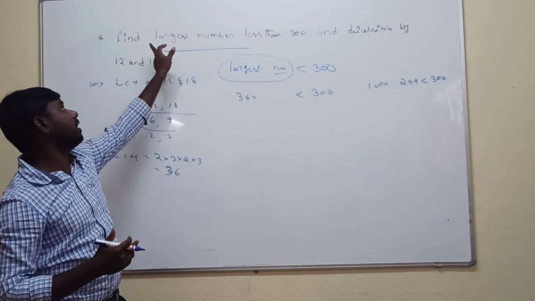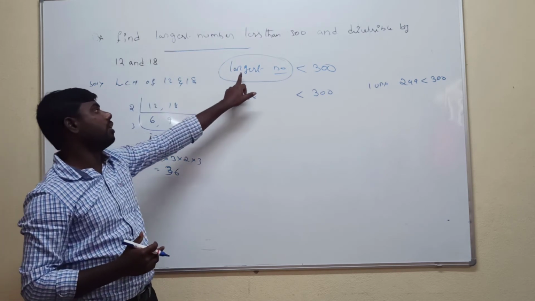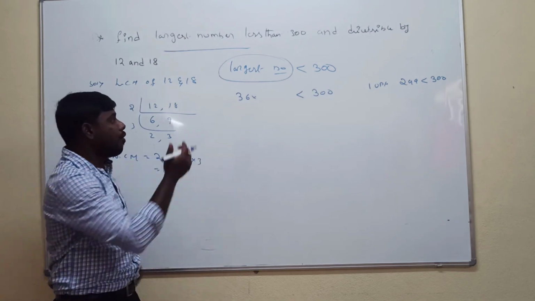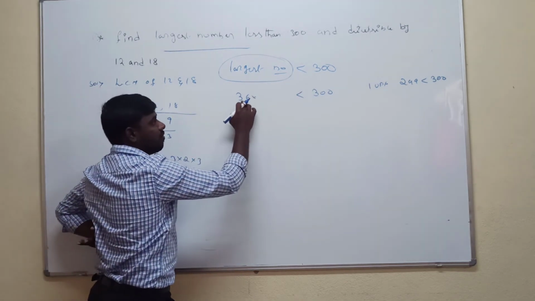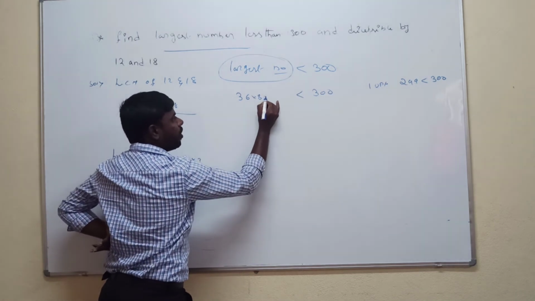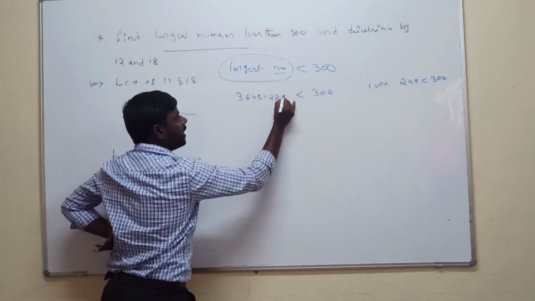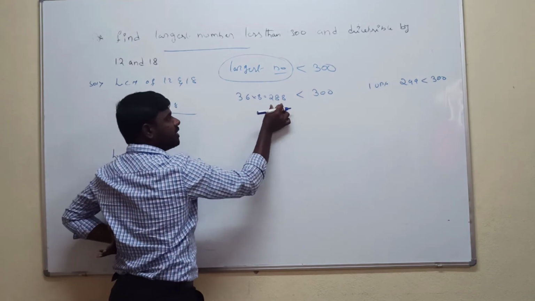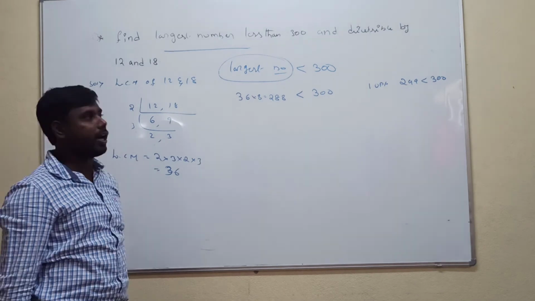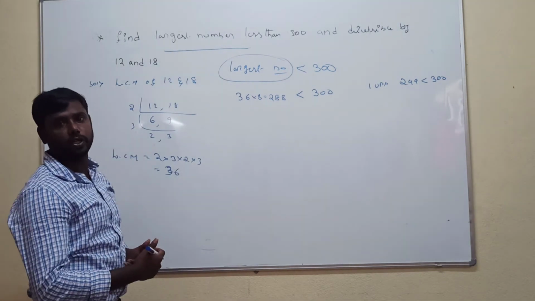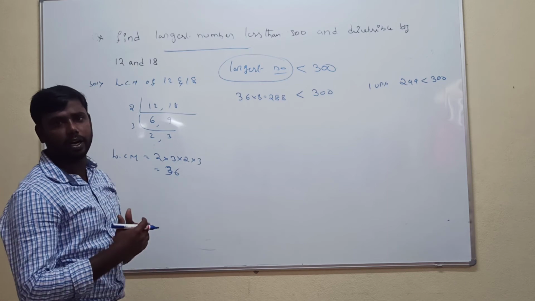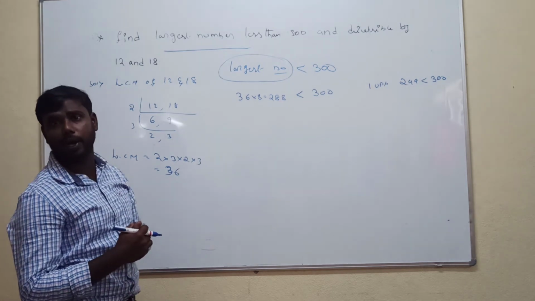So what is the given condition? Find the largest number less than 300. What is the LCM value? Which number multiplied with the LCM gives a product less than 300? 36 into 8, what is the value? 288. Definitely 288 is less than 300. Suppose 36 into 9: the product is 324, which is more than 300, so that is not less than 300.